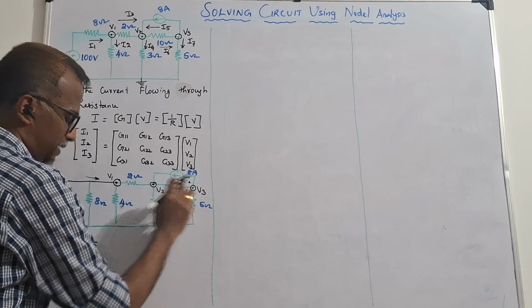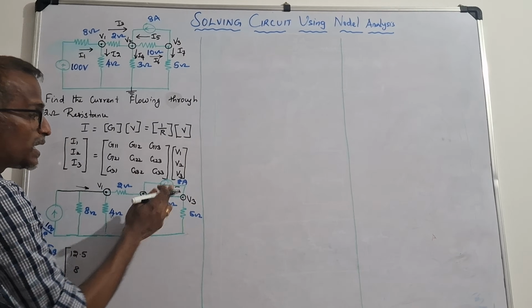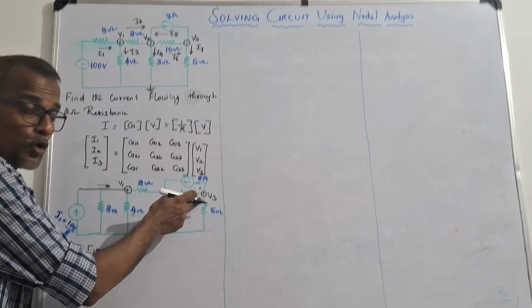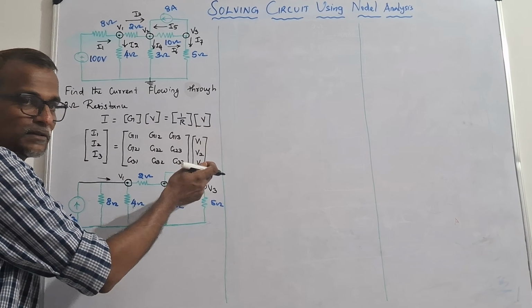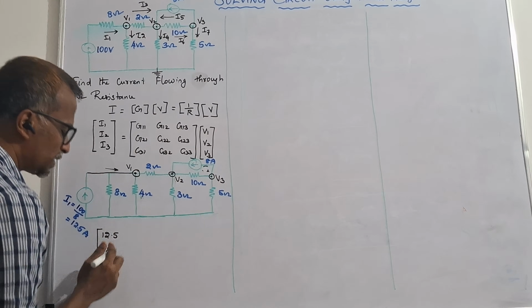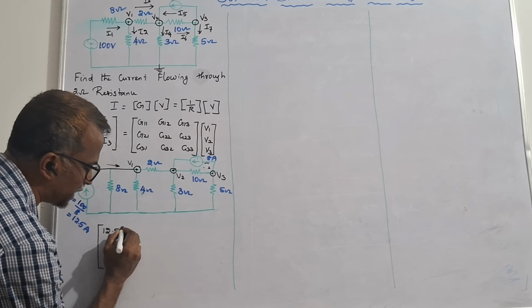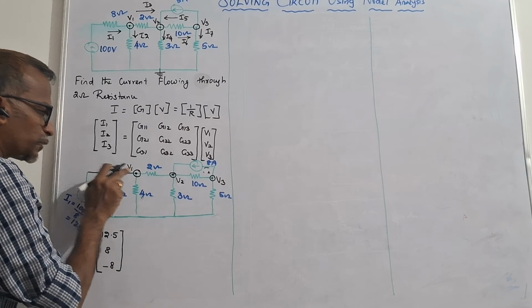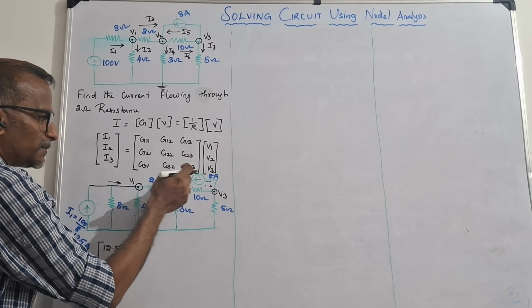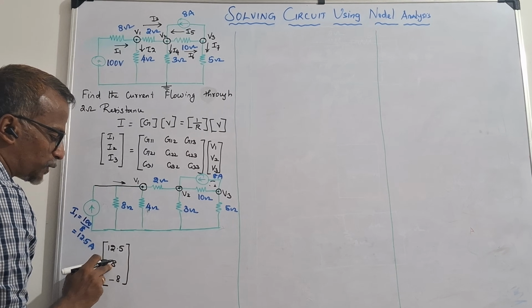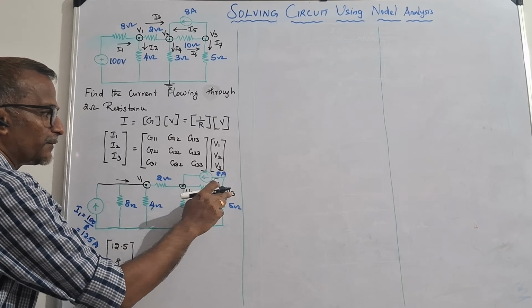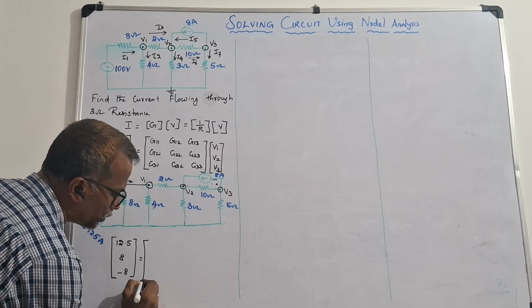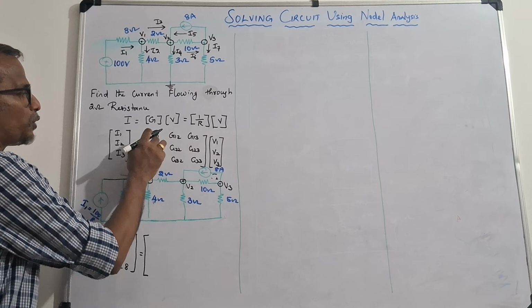Then in V3, this is I3. I3 is what? This 8 ohm resistance with respect to this node, it is going away from the node. Therefore, I am going to write minus 8. I hope you understand how I have written. Here positive, coming towards the node. Here 8 amps is coming towards node V2. That's why 12.5 and 8. Here V3 away from the node. Therefore, minus 8. That is equal to, I am going to write now G11.